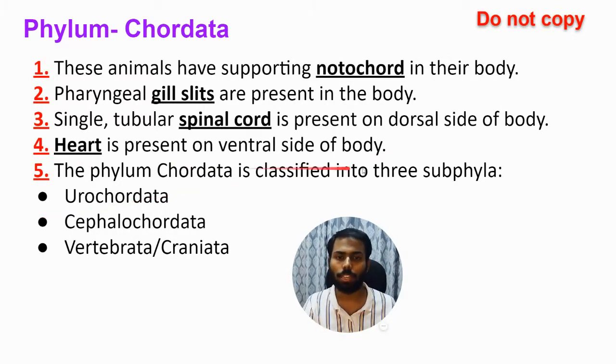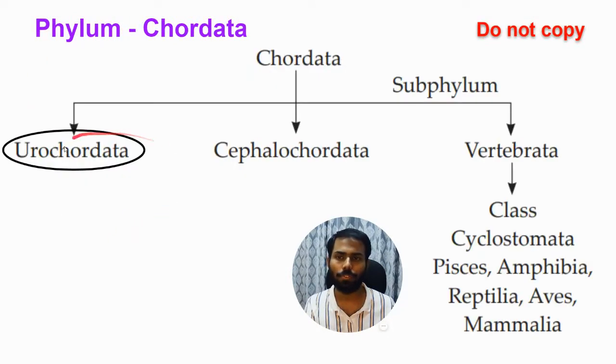The phylum Chordata is classified into 3 subphyla. One is Urochordata, next is Cephalochordata, and the third one is Vertebrata or Craniata. Don't worry, we'll see the pronunciation in detail in the next slides. These are the 3 subphyla we'll study now. So we have seen Chordata. Now we'll start seeing the subphylum Urochordata.